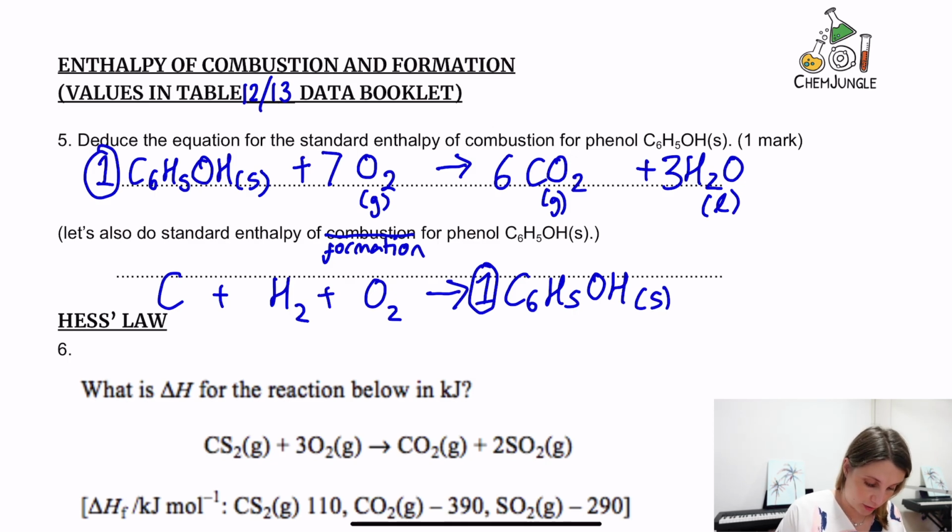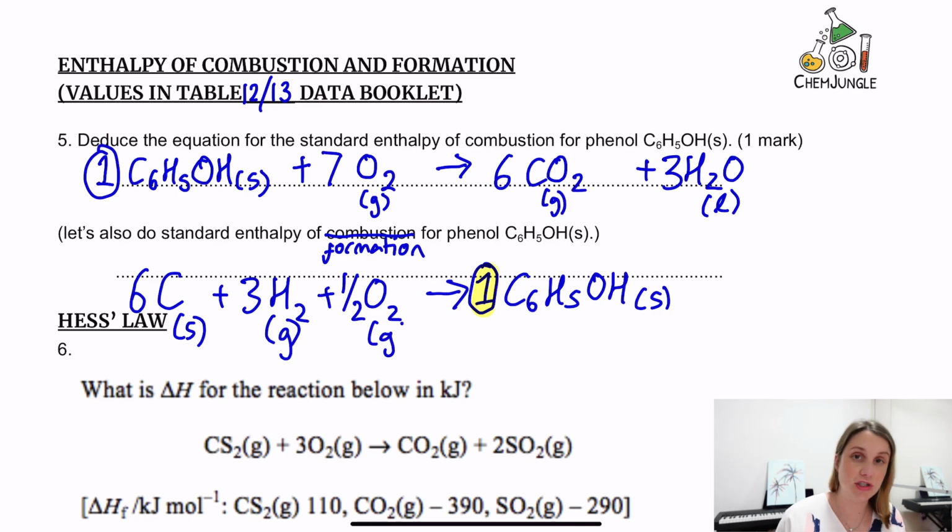And to balance this, we've got 6 carbons needed, and then I need 3 H2s to balance out those 6 hydrogens, and then I just need half an O2. So we can use fractions in these equations in order to balance them to maintain this 1 here. You cannot change that, otherwise you're changing the definition of what the standard enthalpy of formation means. So this one is a solid at room temperature, same as above. The hydrogen is a gas, and oxygen is also a gas at standard conditions.